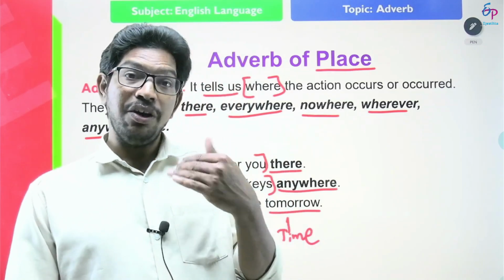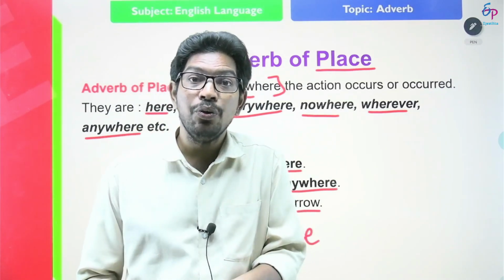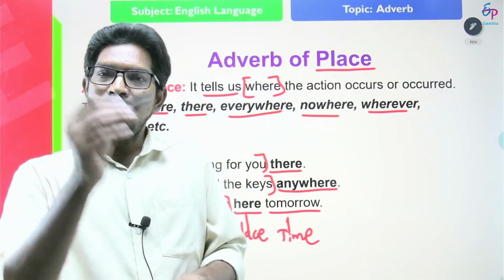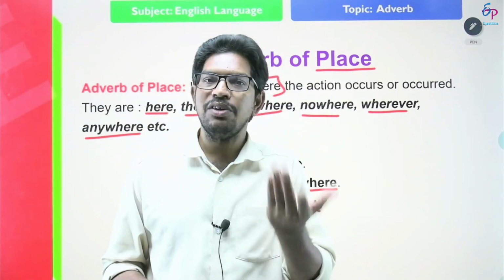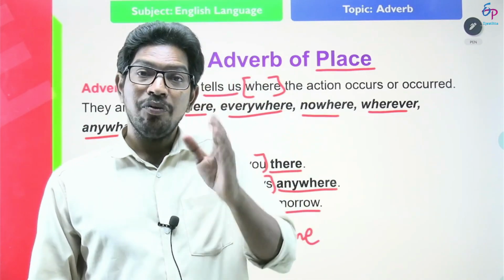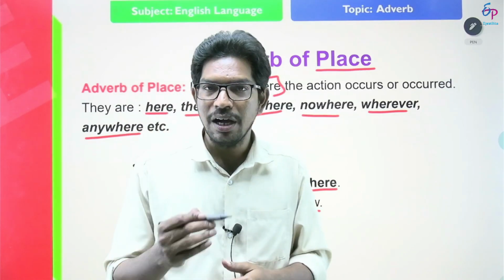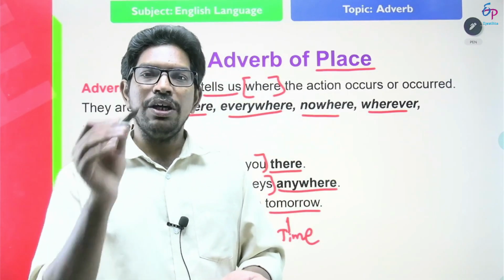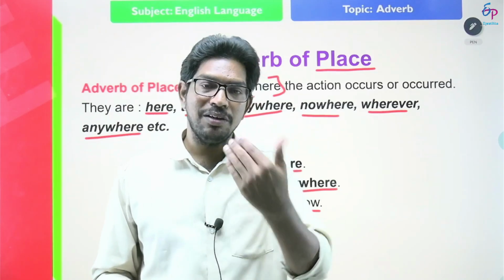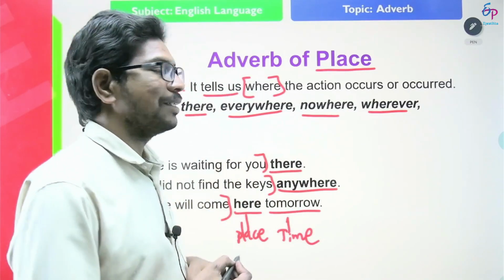Okay, I will come when you come. In this statement, when you come is indicating the time, that is adverb of time. I will come where you invite me. So here, where you invite me is showing the place of the action. So that is adverb of place.